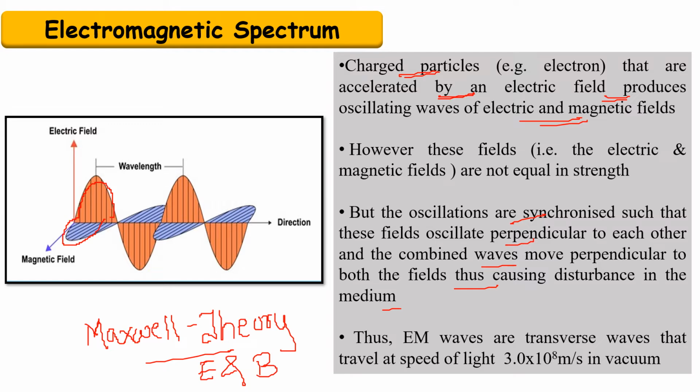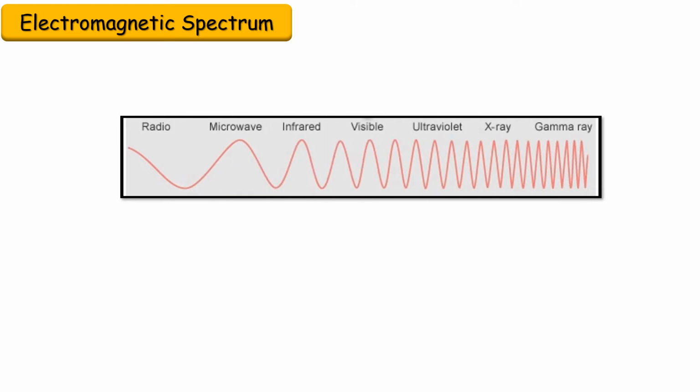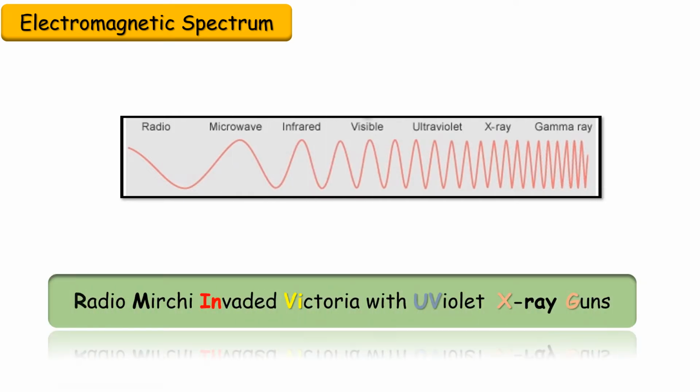The oscillations are transverse in nature and the electromagnetic waves travel with a speed of 3 × 10^8 meters per second in vacuum. However, the velocity decreases to a smaller value when it is in a medium. Also, I shared a mnemonic to remember the sequence of the electromagnetic spectrum. That is, Radio Mirchi invaded Victoria with ultraviolet X-ray guns. That is, radio, microwave, infrared, visible, ultraviolet, X-ray, gamma rays.